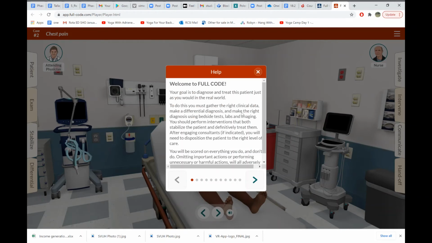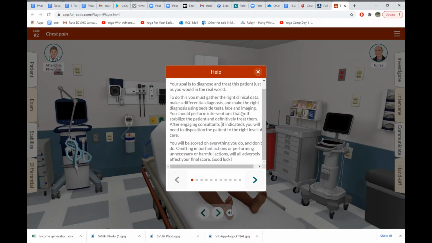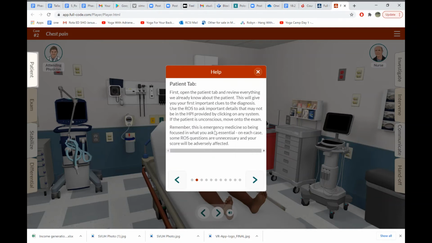So we can just read through the tutorial: gather the right clinical data, make a differential diagnosis, make the right diagnosis, perform interventions, stabilize the patient, and definitively treat them. After engaging consultants, you will need to disposition the patient to the right level of care. You will be scored on everything you do and don't do. Omitting important actions or performing unnecessary harmful actions will all adversely affect final score. Okay. So this is the tutorial. Reasonably good, I think. Goes through all 8 tabs.